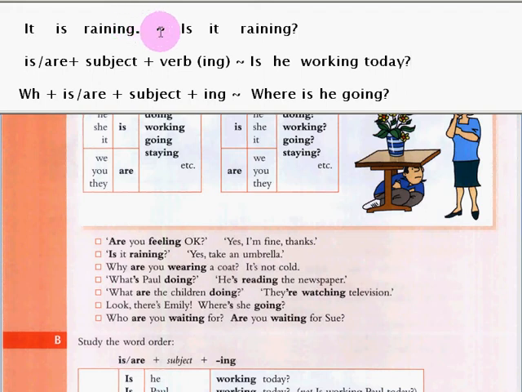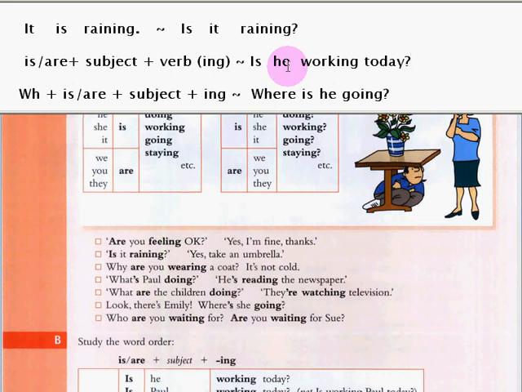You can substitute the first word and the second word. For example, you have, is it raining? Notice that the linking verb became the first word of our sentence. Right? Now, the next way is using this formula: is or are plus the subject plus the verb in ing. For example, is he working today? Notice that we also used the linking verb is as the first word of our question. And then, of course, the subject comes in second, right?